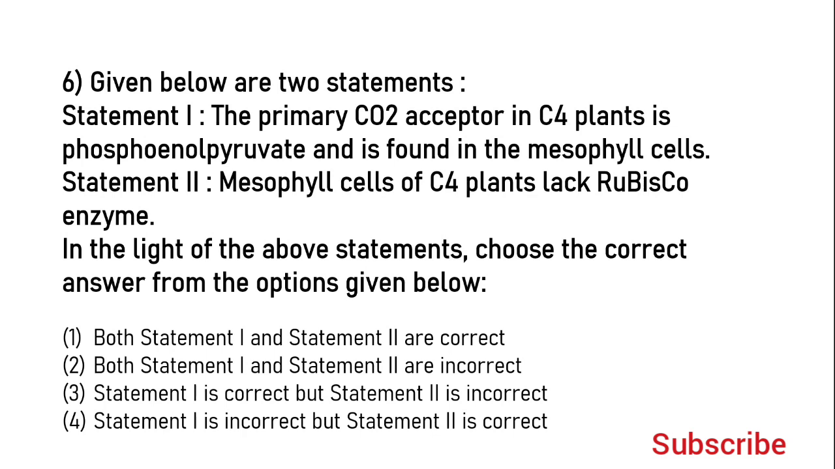See, as we all know, the primary CO2 acceptor is a 3 carbon molecule, that is phosphoenol pyruvate, we say PEP, and is present in the mesophyll cells. This statement is correct, and mesophyll cells of C4 plants lack Rubisco enzyme. The second statement is also correct, so your answer will be both statement 1 and statement 2 are correct.